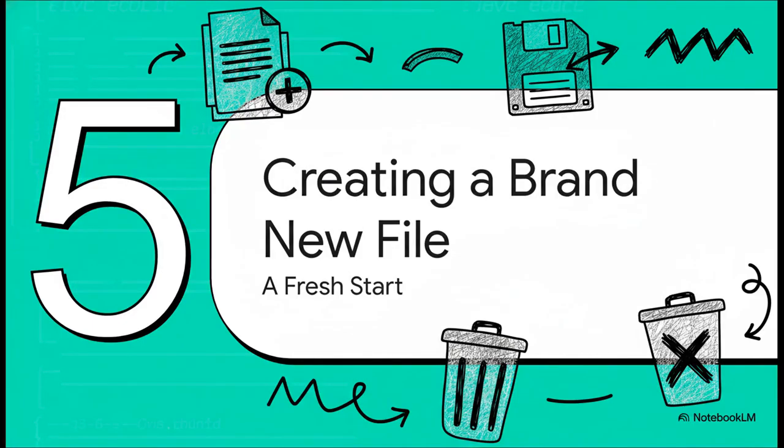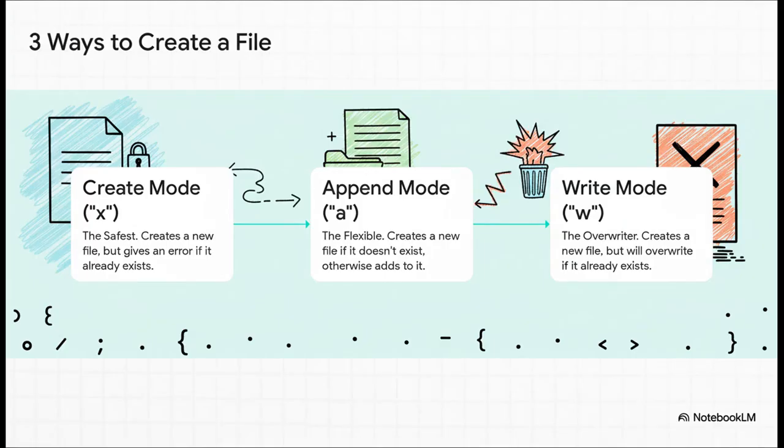All right, so far we've been talking all about editing files that are already there. But what about when you need to make a brand new file, completely from scratch? Well, it turns out you actually have 3 different ways to do this, and they kind of range from safest to, well, riskiest. First up, the safest option is create mode, or X.